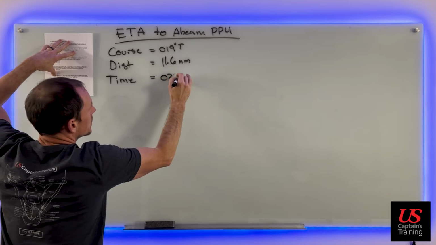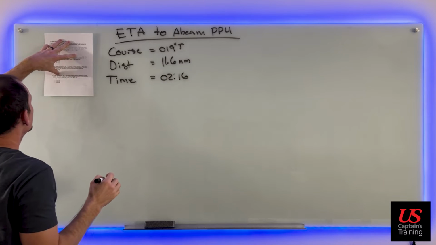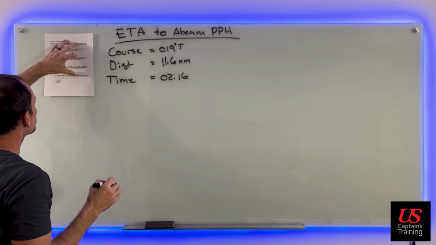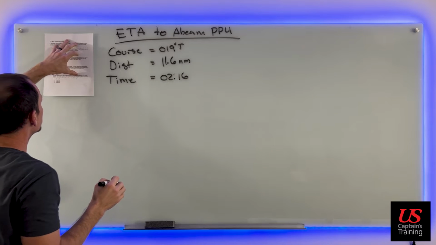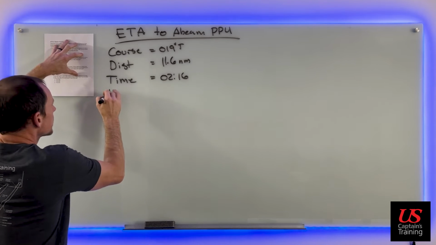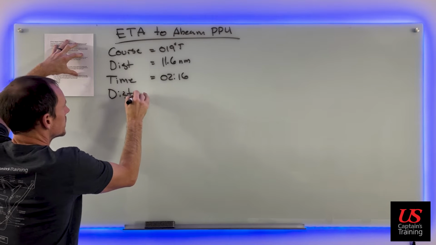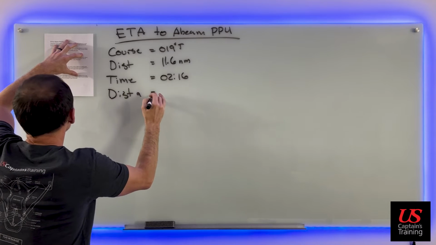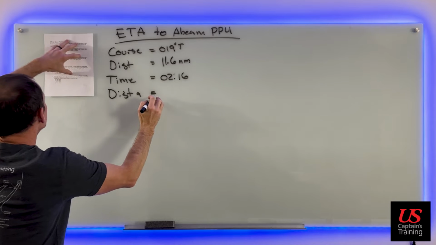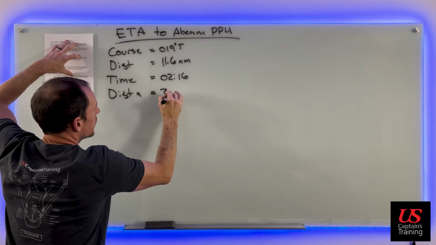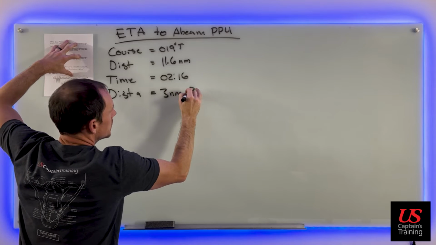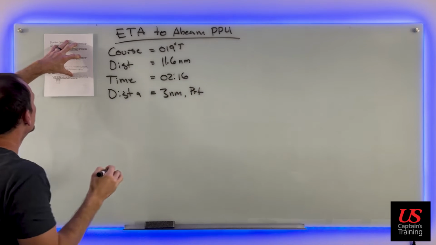2 hours, 16 minutes. You change course to pass the light 3 miles off a beam to port. It gave us another distance. We're going to call this distance A for distance of beam, and that is 3 nautical miles to port.